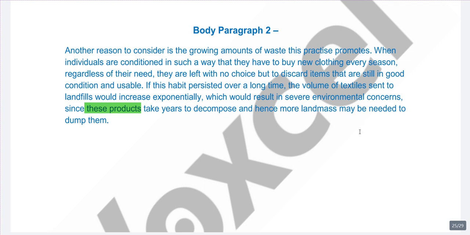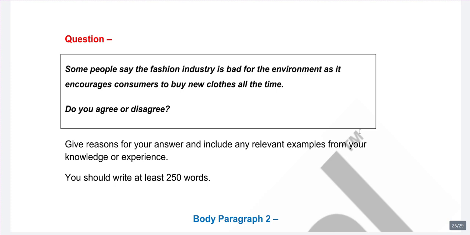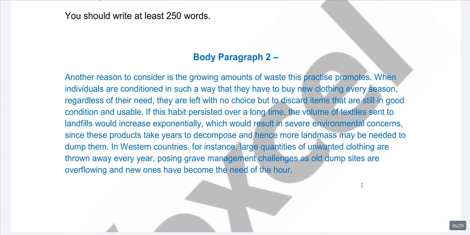And if you are doing it over a long period of time, you will be overflowing the old dump sites, old dump yards, so you would need new ones. And for that, you have to clear forest, or you may have to throw them in the valleys, so polluting the mountains, something like that. Clear? Now what we're going to do is we're going to finish this off with an example.